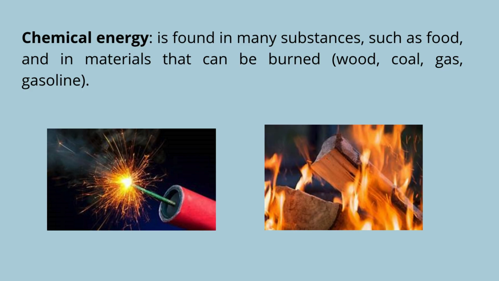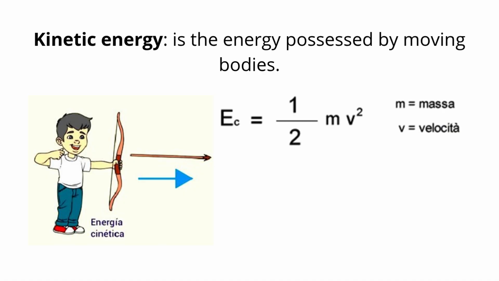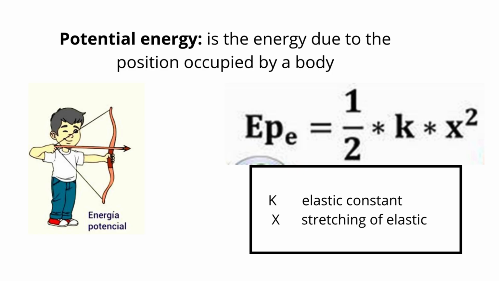Chemical energy is found in many substances, such as food and in materials that can be burned: wood, coal, gas, gasoline. Nuclear energy is contained in the nucleus of an atom. It is released as a result of nuclear reactions. Kinetic energy is the energy possessed by moving bodies. Potential energy is the energy due to the position occupied by a body.